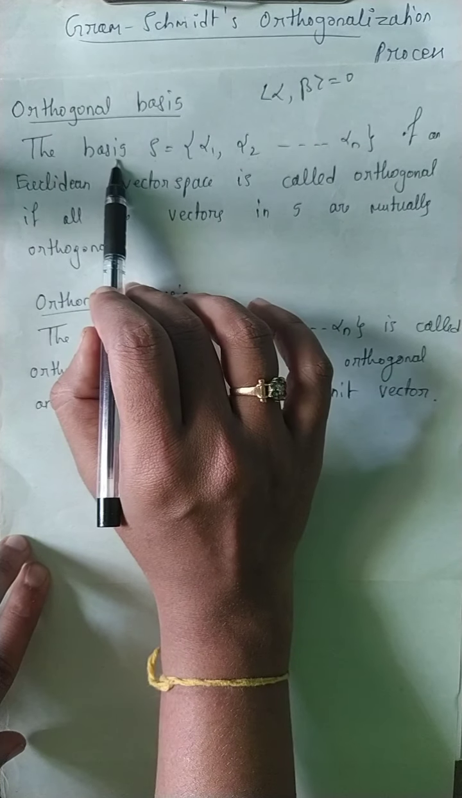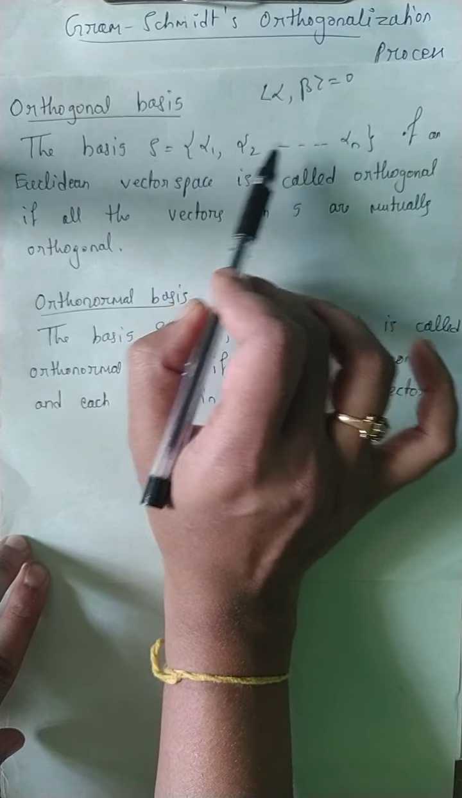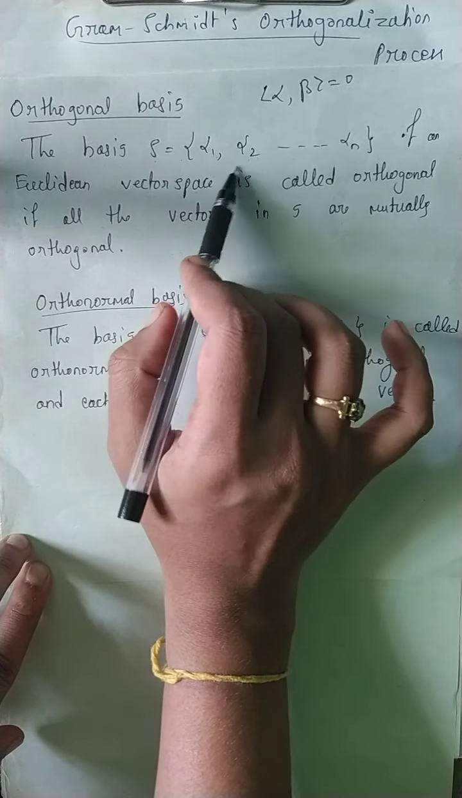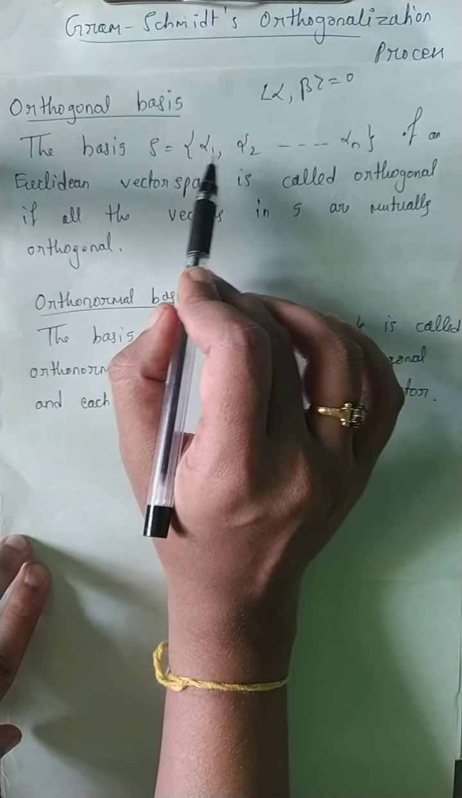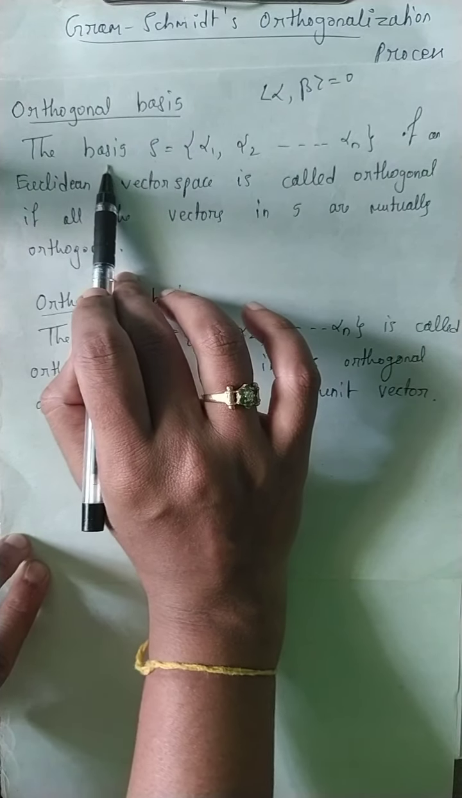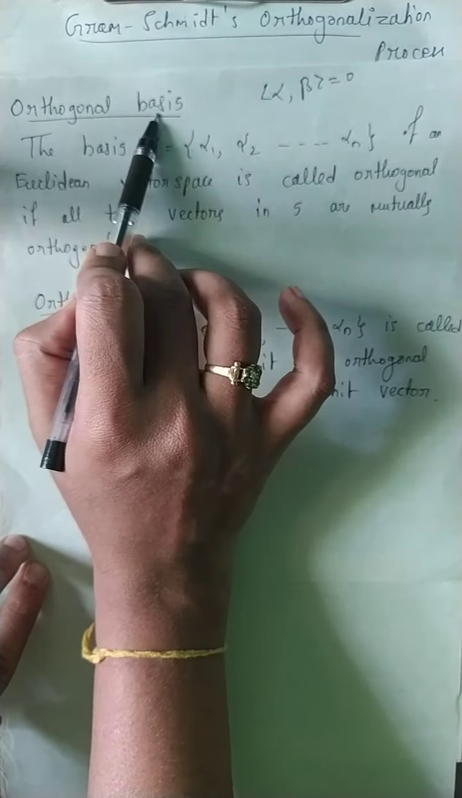That is, here initially we are considering the basis, and if all the vectors in S, that is alpha 1, alpha 2, alpha n, are orthogonal to each other or perpendicular to each other, then we can say that this basis is orthogonal. So this is the definition of orthogonal basis.